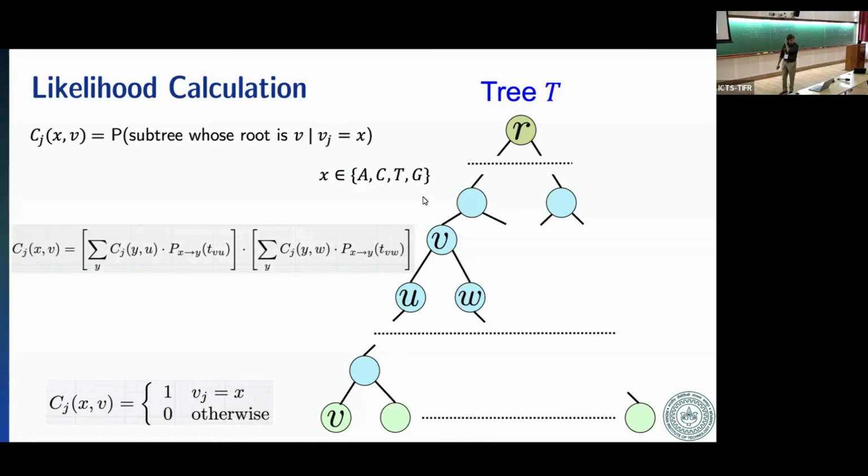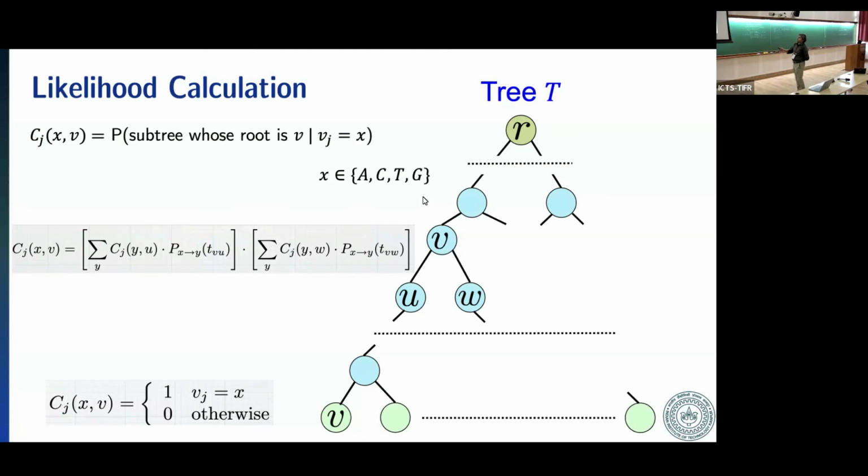What is most interesting is when we are looking at any internal node. So what you see is that V is an internal node with two children, U and W, okay? Because we are doing it bottom up, we are constructing this partial likelihood from the leaf towards the root. That means when we are computing this partial likelihood for V, U and W have already been considered, right? We already have their partial likelihoods.